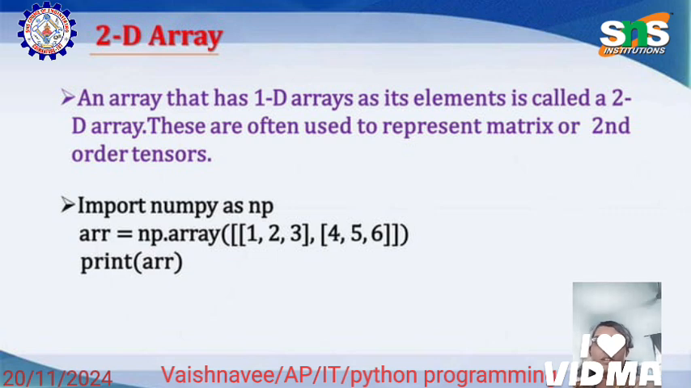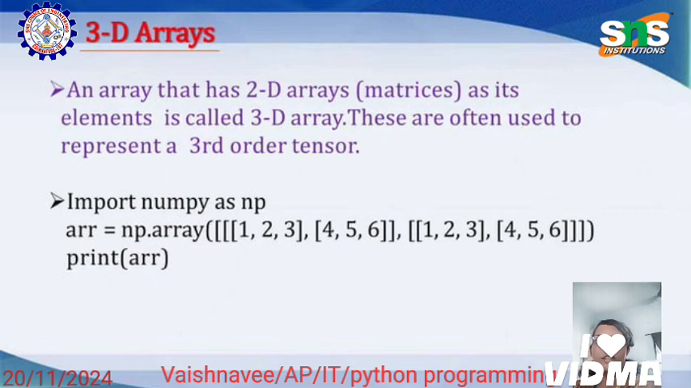Then the three-dimensional array. An array that has two-dimensional arrays as its elements is called a three-dimensional array. These are often used to represent third-order tensors. As usual, we import NumPy, and here we create a three-dimensional array with 1, 2, 3, 4, 5, 6 and 1, 2, 3, 4, 5, 6. Now it will print the array in three dimensions.